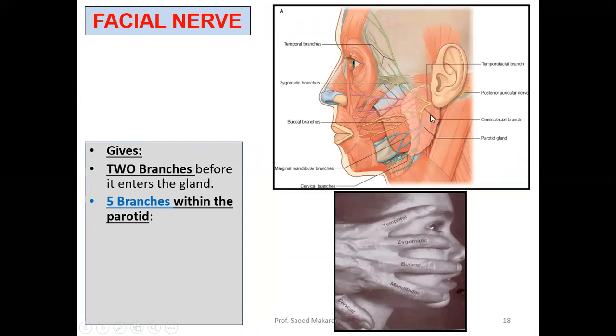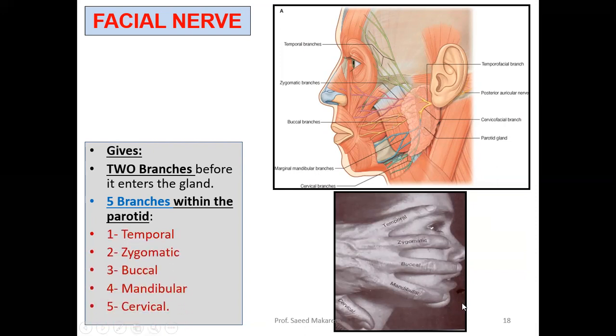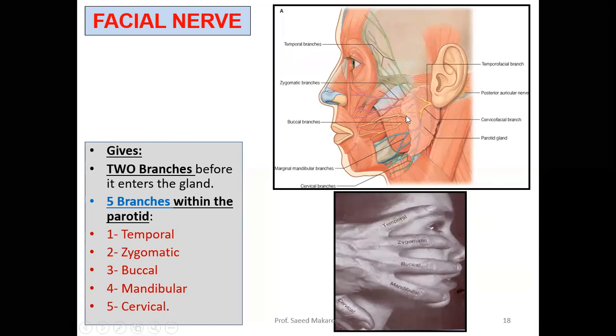Then it will give 5 branches within the gland. Okay, 5 branches within the parotid. One is temporal, zygomatic, buccal, and mandibular. As you can see here, this is how it gives. This is how you represent temporal, zygomatic, buccal, mandibular, as well as the cervical branches. These are the 5 branches which are within the parotid gland.